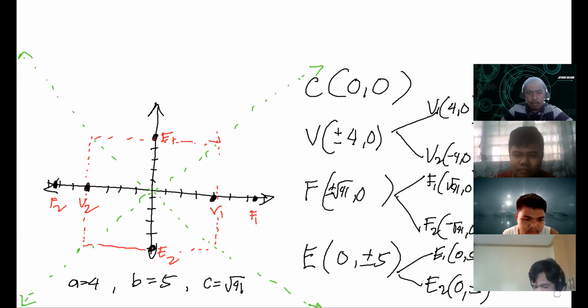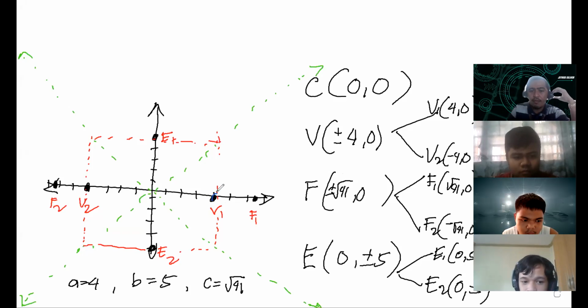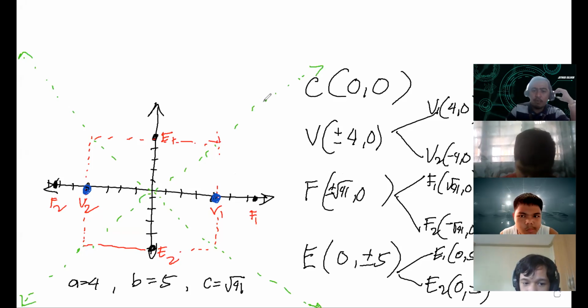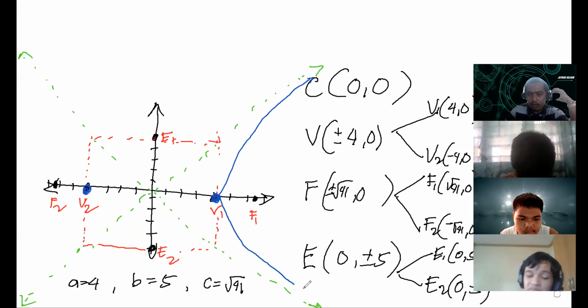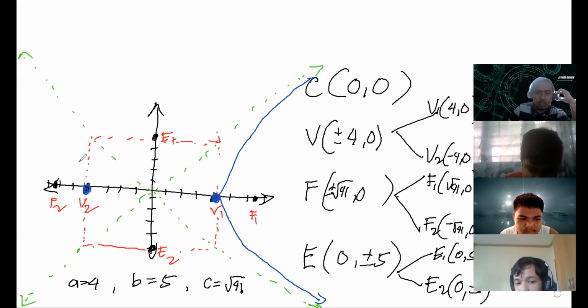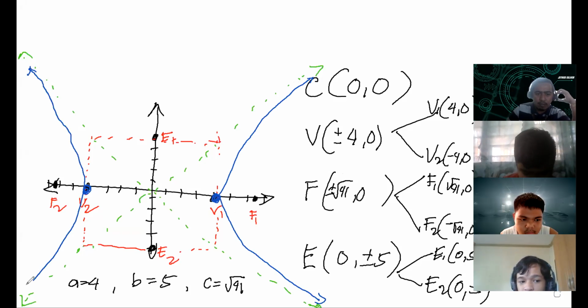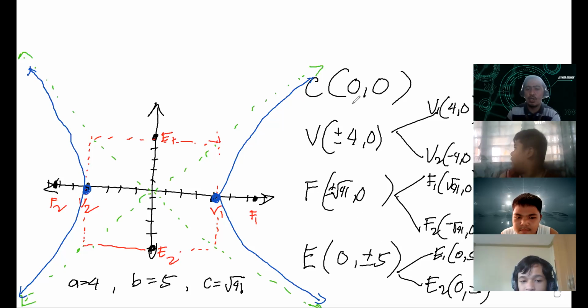Now, when you draw the hyperbola, which point does it pass through? The vertices. So it will be asymptotic to that green line, and it will look like this. It will get closer and closer to that line, as well as here, and also on the other side. In blue, that is your hyperbola.